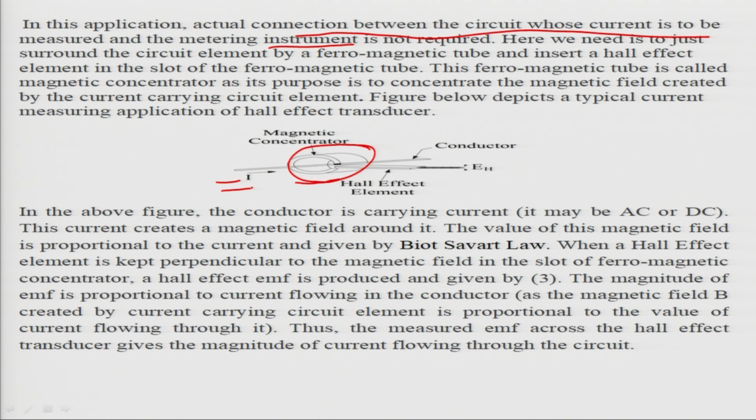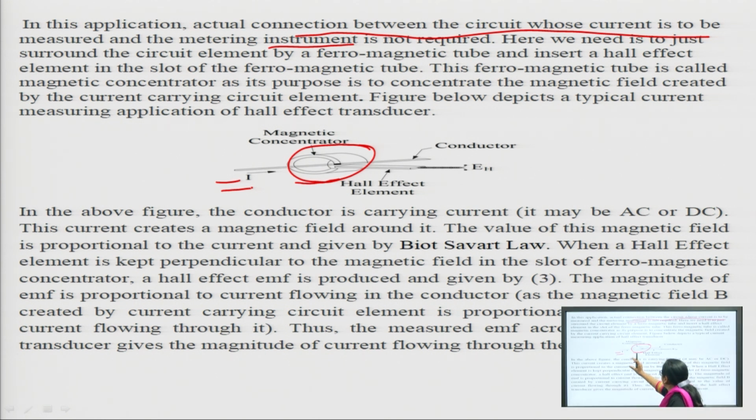So when we consider the effect, a force is acting from above, according to the current flowing, and we can produce a voltage in the magnetic concentrator, or you can say the magnetic ferromagnetic tube. So, the conductor carrying current may be AC or DC; it is not a limitation, it can measure only AC or only DC, any type of current.